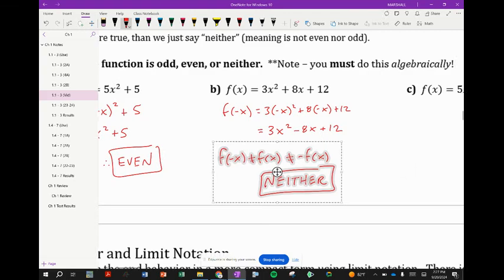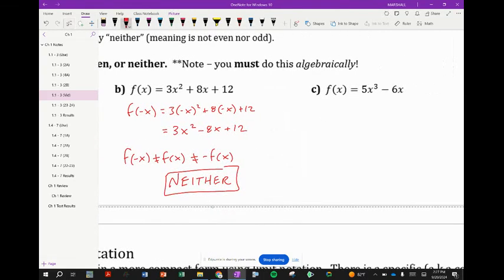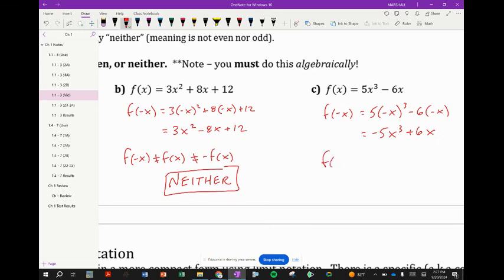Our third example here, we're going to start by, again, putting negative x in for x. And then we'll simplify. That's going to become negative 5x cubed because a negative cubed becomes negative. Negative 6 times negative x is positive 6x. So that's not the original function, so it's not even. But it is the opposite of the original function because both signs changed. f of negative x equals the opposite of f of x. Therefore, this is an odd function. We just proved it algebraically.